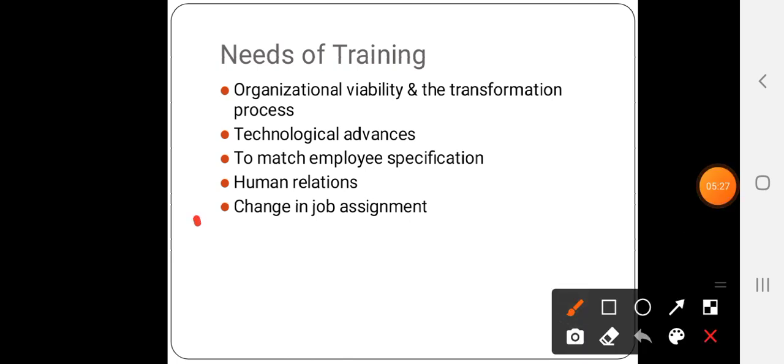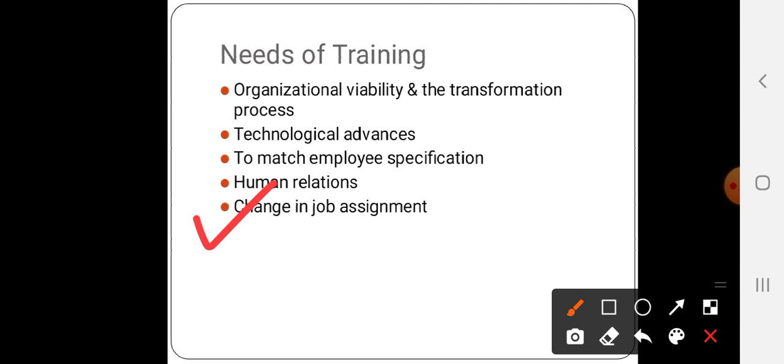change in job assignment. Training is also necessary when an existing employee is promoted to a higher level in the organization, or they have to do any kind of new job due to transfer. So, to increase productivity and improve quality of products and services, they need to be given training. I'll give an example.